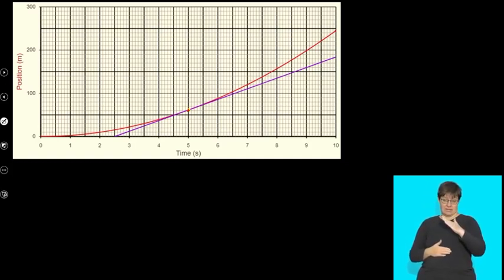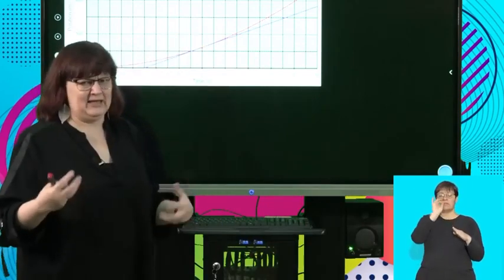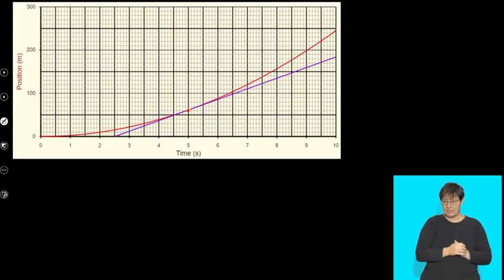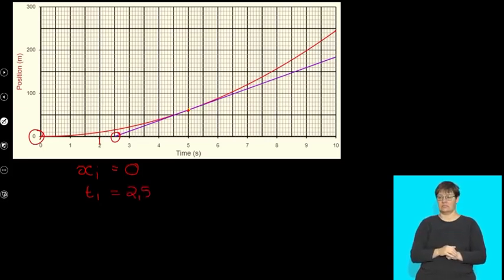When you work out the gradient of the graph, you can use any points on the graph as long as they physically sit on the line. When you have a choice, find ones that are easy to look at. So I'm going to use this point over there where my distance, so this would be my position 1, my initial position is 0, because that's 0 over there. My time, so this is T1, is 2.5 seconds.